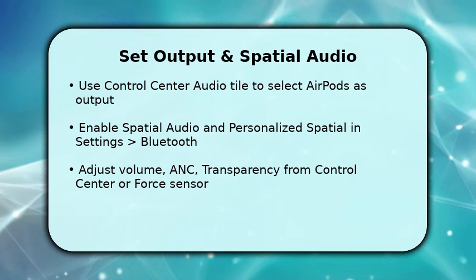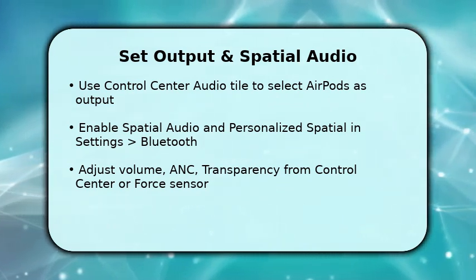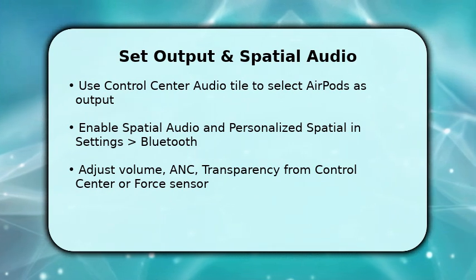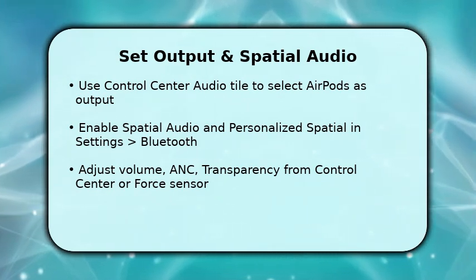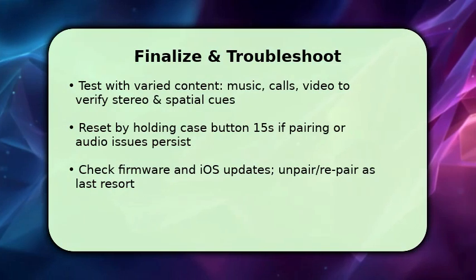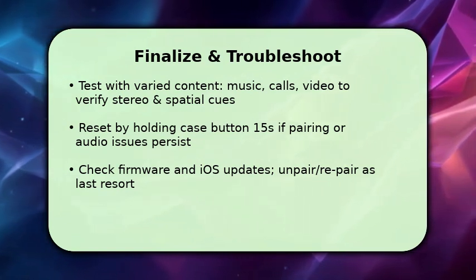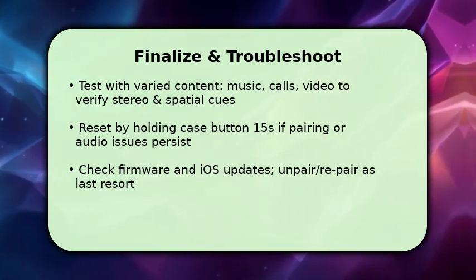Make real-time adjustments. Use the volume slider or squeeze the stem to toggle active noise cancellation and transparency. This tuning changes perceived speaker balance and isolates dialogue when needed. Finish by testing across sources. Play music, make a call, and stream video to confirm stereo, spatial audio, and microphone behavior.